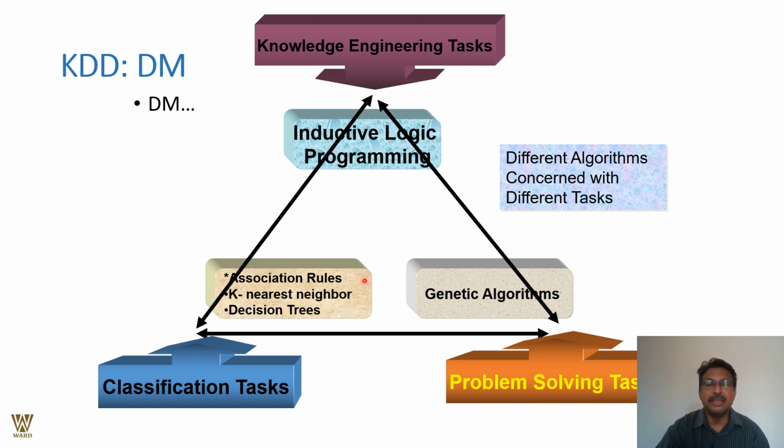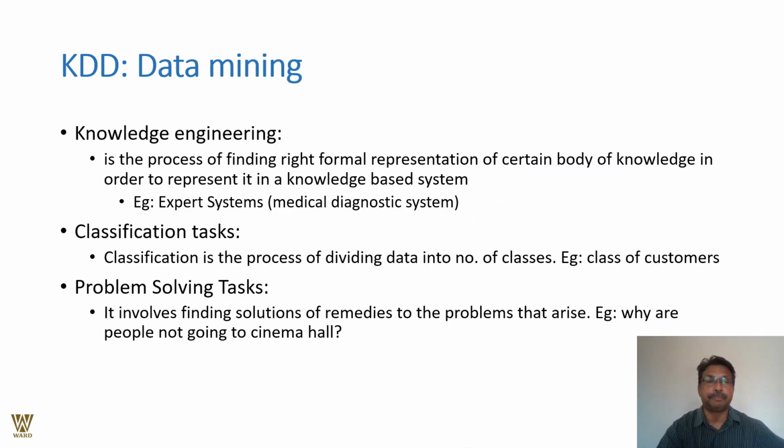So what we are talking about is classification of data or the task, which is association growth, the nearest neighbor, the decision tree, or the problem solving task as in genetic algorithm that we need to put in. The algorithm that the data needs to be subjected to includes inductive logic programming. Different algorithms concerned with different tasks is knowledge engineering tasks, as the case might be. This is data mining. Knowledge engineering is the process of finding the right formal representation of a certain body of knowledge in order to represent it in a knowledge-based system.